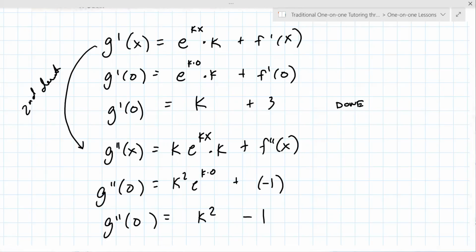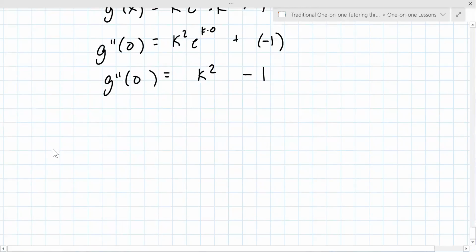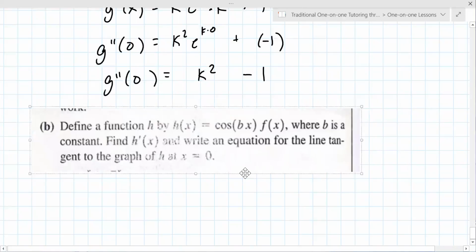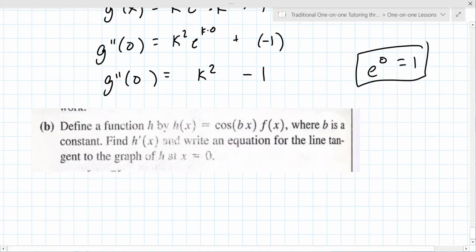Part B. It's kind of the same thing, just a different function here. Is e to the 0 just 1? Yes. E to the 0 equals 1, always, no exceptions. Okay, so h of x is given by this, and they want to find h prime of x.